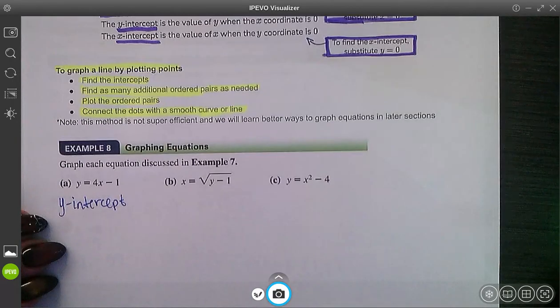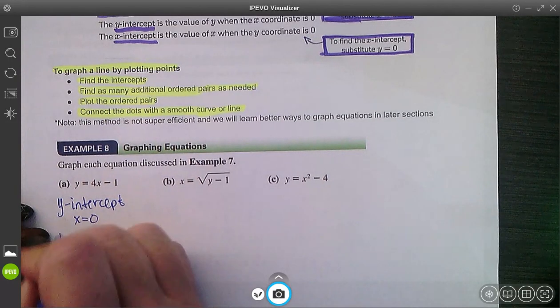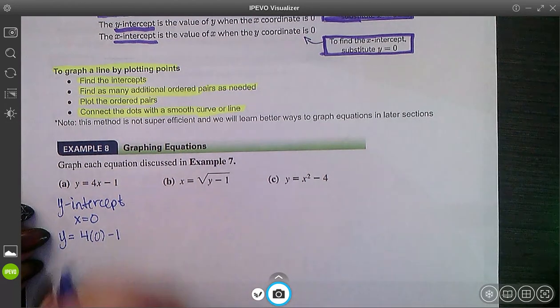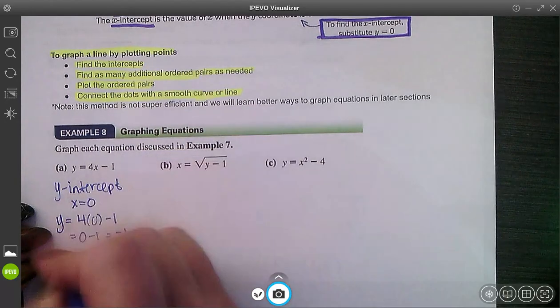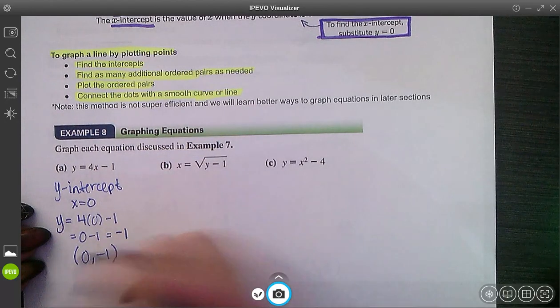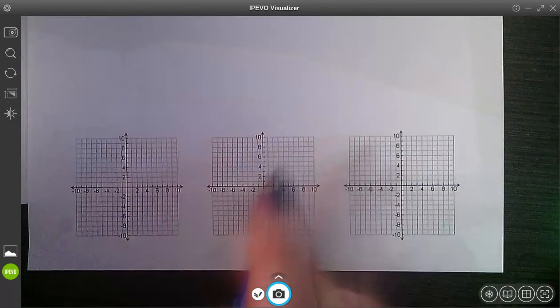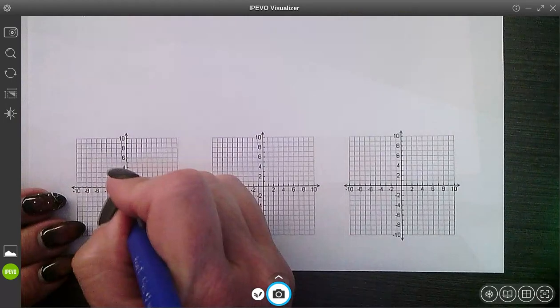We're going to plug in x equals 0. So if I do that, I get y equals 4 times 0 minus 1, which is -1. So the y-intercept is going to be at (0, -1). So we'll plot that. And in order to plot that point, I go left and right 0, and I go down 1, so right here at (0, -1).